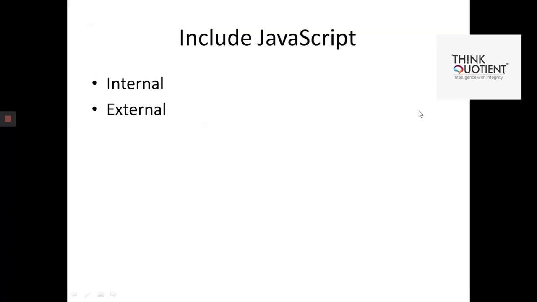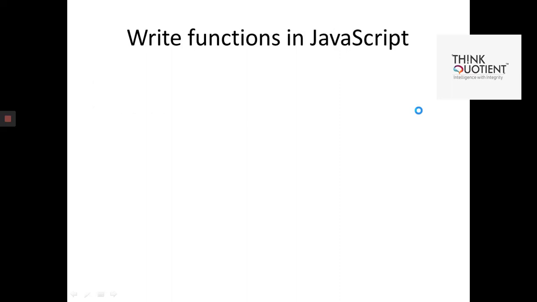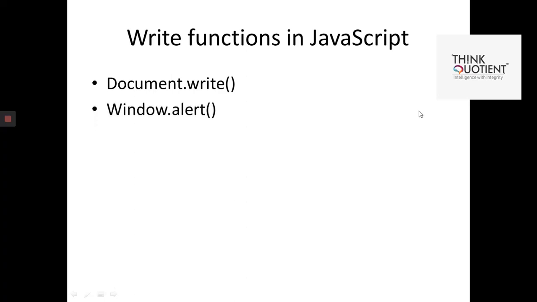Let's have a look at the next topic, that is nothing but write functions in JavaScript. So the very first thing is document.write, second is window.alert, third thing is console.log, and fourth thing is .innerHTML. Whenever you want to display some content on the browser, you have four options to print.